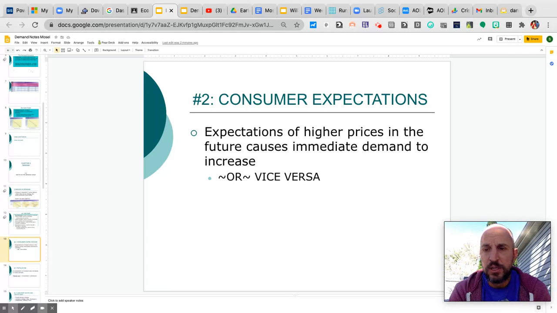All right. So the same thing is vice versa. It's just the opposite. If you expect lower prices later on, your demand at this time would shift to the left. It would go down because you're waiting to get those lower prices. So how we expect things as consumers dictates where our demand curve will shift.